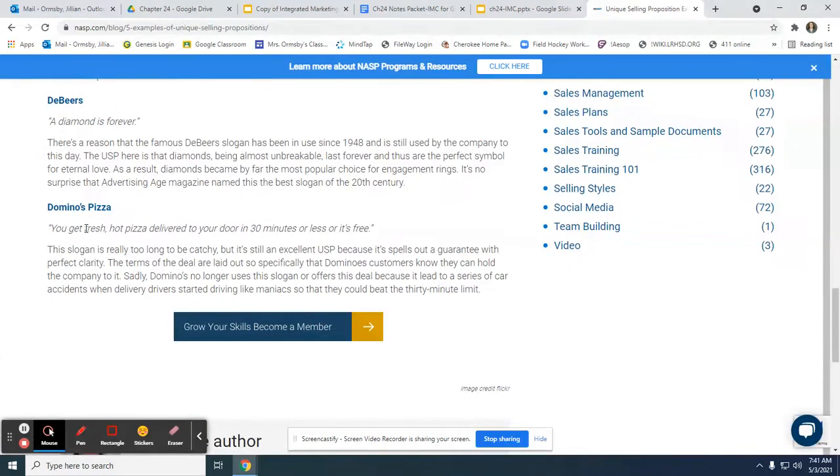Another one is Domino's Pizza. This one has been utilized and found to be very successful in the past. You get fresh hot pizza delivered to your door in 30 minutes or less, or it's free. So many times, the quality of local pizza shops, and this is the view of the consumers, is going to supersede that of Domino's. But Domino's rather doesn't focus on that.